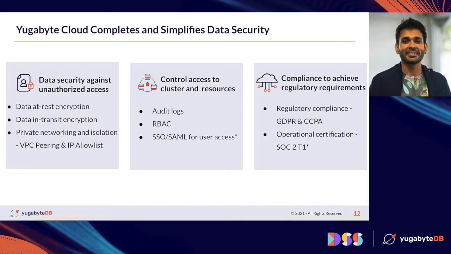We briefly touched base about VPC peering during the cluster creation. So for network isolation and security, we support dedicated VPCs, which are peered to your client applications. So that gives you lower latency, making sure your client is closer to your database. And you also have an option of using IP allow list to allow connections from trusted IPs only.